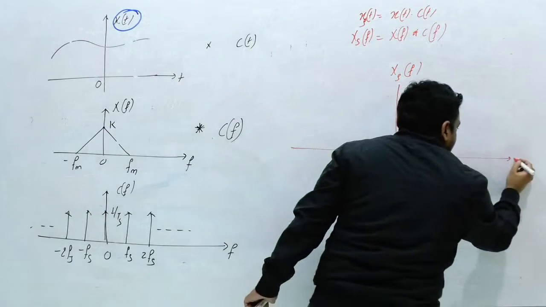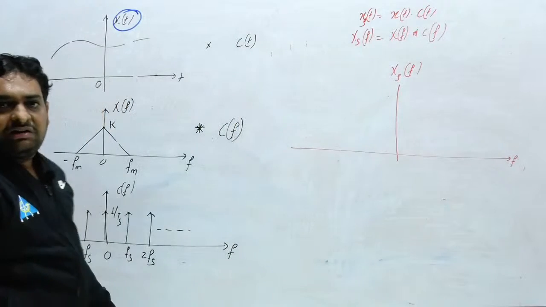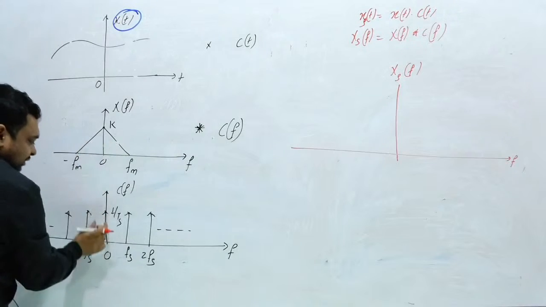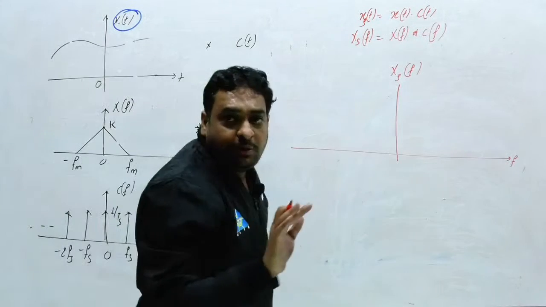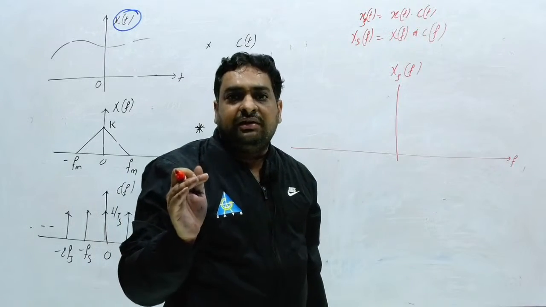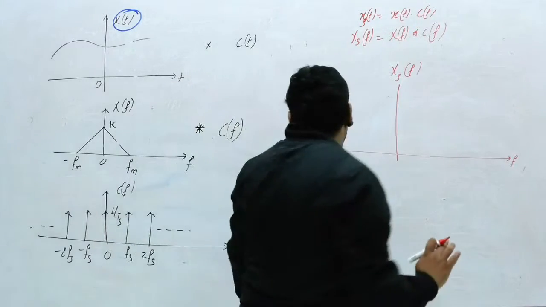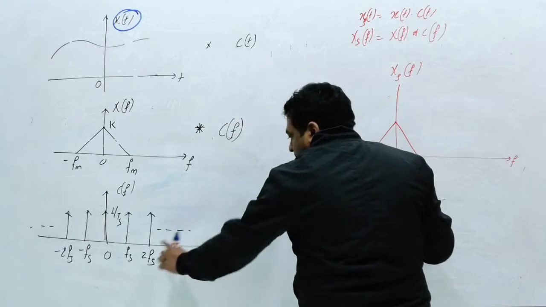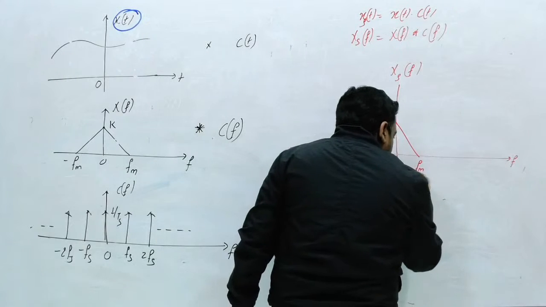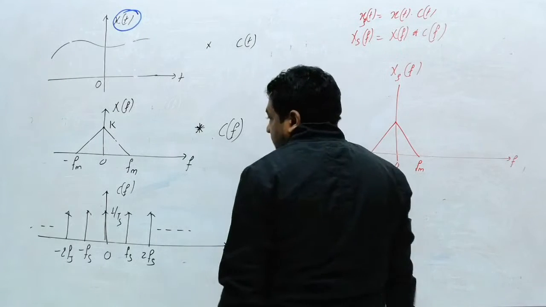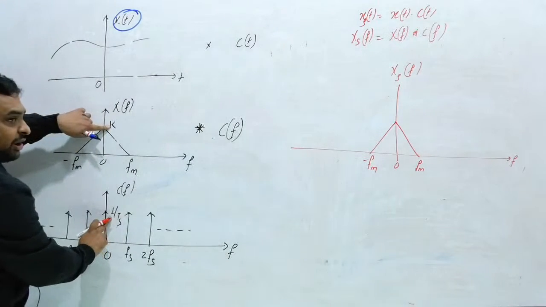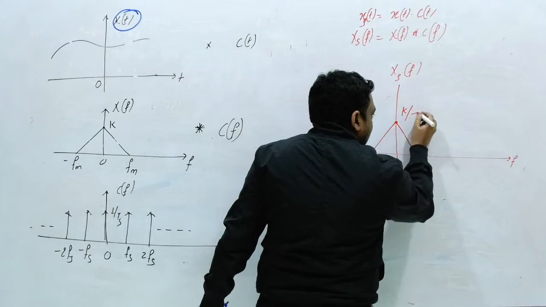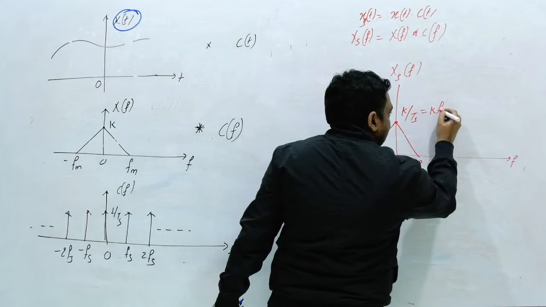I am not interested in the mathematical terms here; they are not practically required. So convolve this with the 0th impulse. If any signal is convolved with delta, you get the same signal, so the first part you get as it is. This is fm, this is 0, this is minus fm. The amplitude is multiplied by 1 by Ts, so it will be modified to k by Ts. You can also write k into Fs.